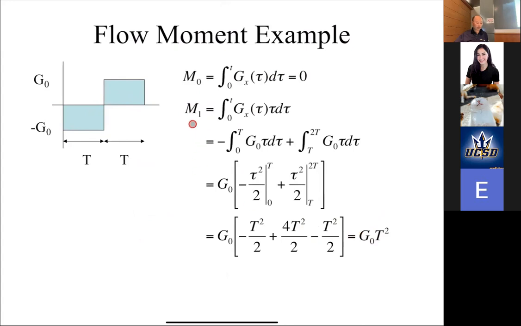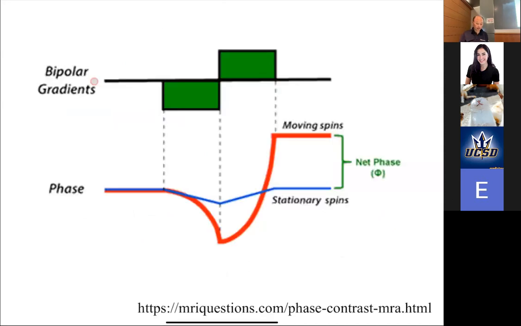Anytime you see bipolar gradients in an MRI pulse sequence, you have a sense that there's something to do with flow here, either flow or diffusion. We're trying to somehow sensitize ourselves to motion. This is a picture from MRI Questions showing the same thing. If I play out this bipolar gradient, a stationary spin changes its phase but returns back to zero phase. But if I'm moving, I keep accumulating phase and have some net phase. This is the phase difference we want to measure, proportional to velocity.